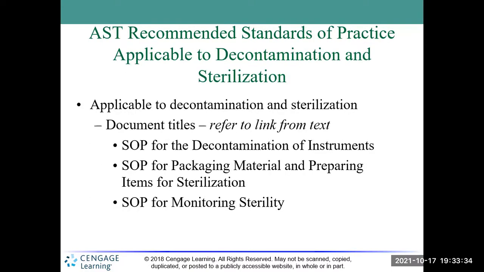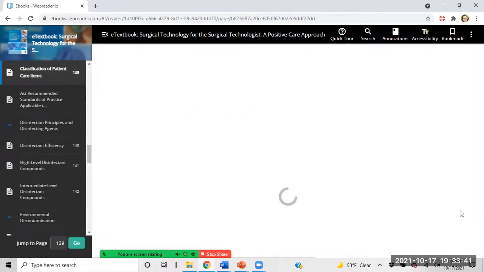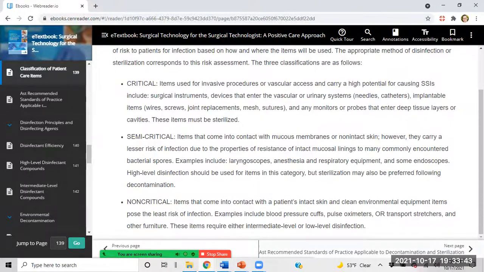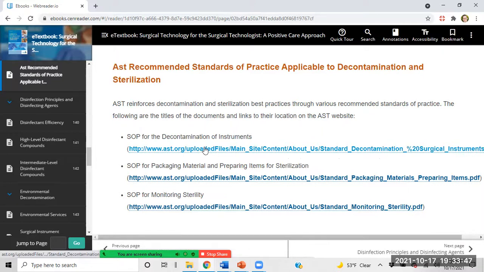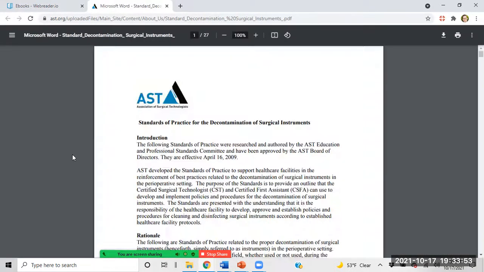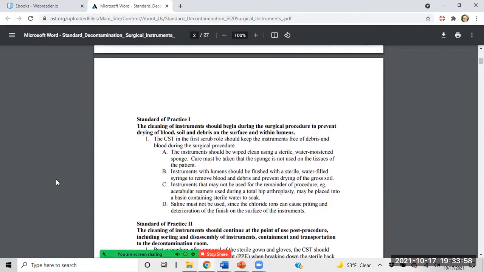Okay, this is document titles. Let me go over here because there is a link from the book for each of these. So this is the standard operating procedure for decontamination of instruments. You can click on it. I'd highly recommend reading through this and scanning through it.